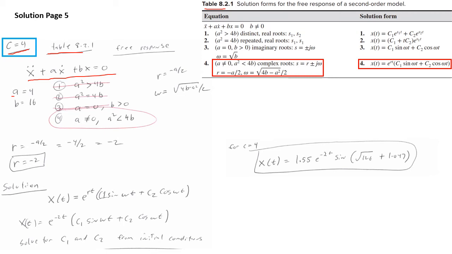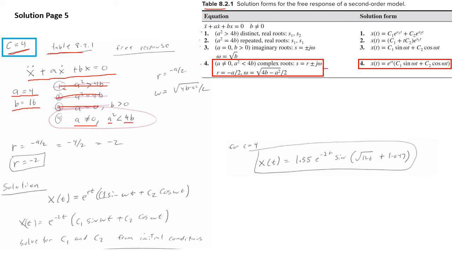Now for our case here, a is equal to 4 and b is equal to 16. We can plug those values into all four cases from our table. Is a squared greater than 4b? No, it's not. Is a squared equal to 4b? No, it's not. Is a equal to 0? No, it's not. So a is not equal to 0, and a squared is less than 4b. Yes, this is our case here.